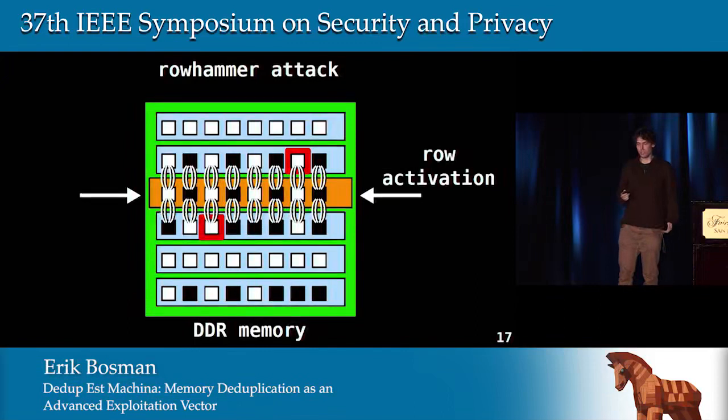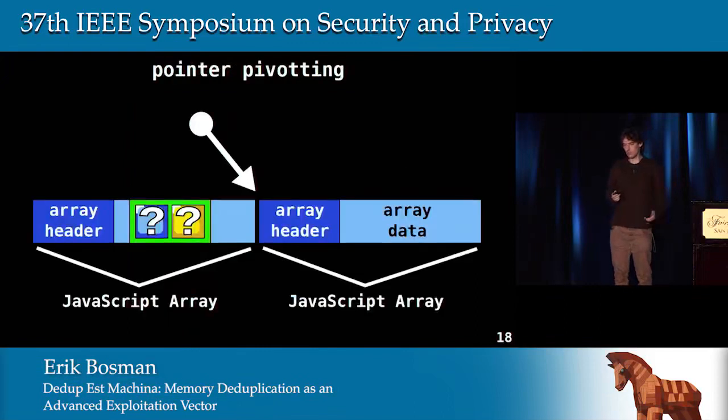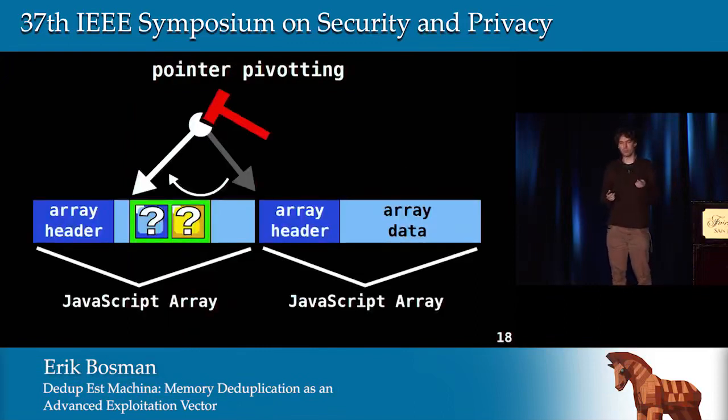So in our case, we find memory with a bit that you can flip, and then we insert the right pointer in this memory location. We hammer, the pointer flips, and we get a pointer to our object, and then we can have arbitrary read-writes.